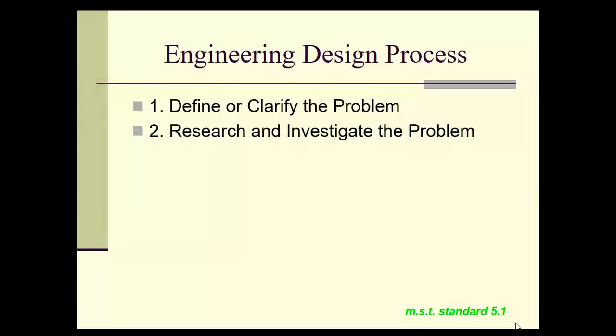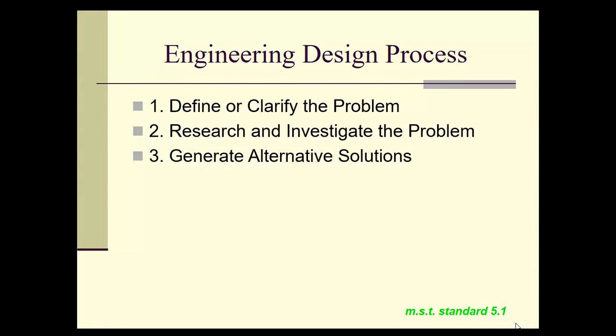The second step is to research and investigate the problem. Find out as much information as you can about the problem, how the problem could possibly be solved, or if there's other ideas that have already been attempted and what have those ideas done well or done poorly. After we get done with the research, we generate alternative solutions, which basically means brainstorm, come up with lots of different ideas on how our problem could be solved and what would be workable. A lot of times engineers will make sketches during this stage to help them think through their different ideas.